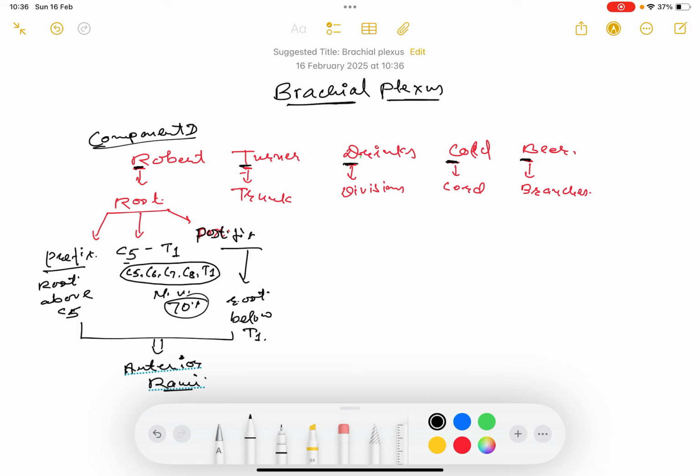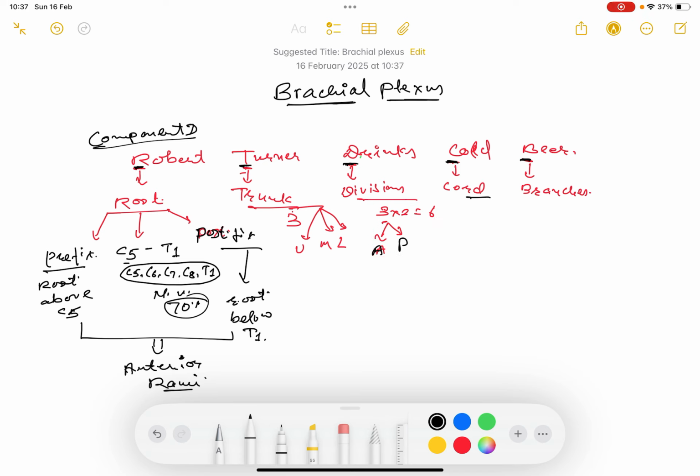Let's go to the trunks. So how many roots do we have? 5 roots, right? In the trunk we have 3 trunks. How many trunks do we have? 3 trunks. These 3 trunks are termed the upper, middle and lower trunks. Divisions: we have a total of 3 trunks multiplied by 2, which is 6 divisions. That means each trunk has 2 divisions, the anterior division and the posterior division, right? So in total we have 6.